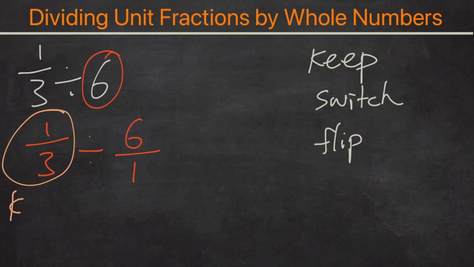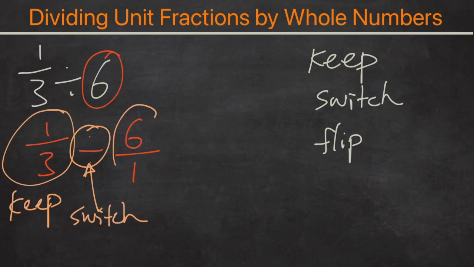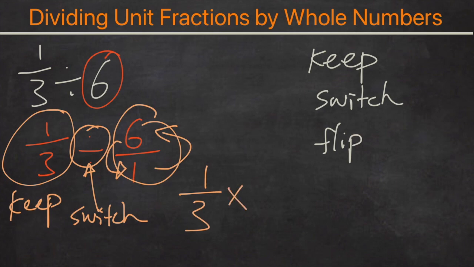For the keep, we keep the first fraction, which is 1/3. We switch the division for multiplication. And then lastly, we flip the second fraction, with the denominator going to the numerator and the numerator going to the denominator. And so if we rewrite, it will look something like this: 1/3 times 1 over 6.